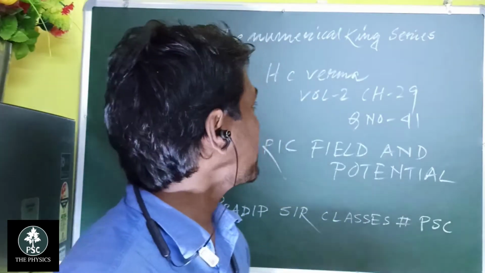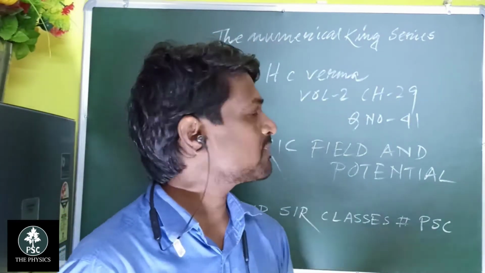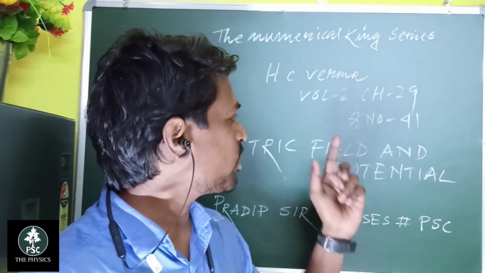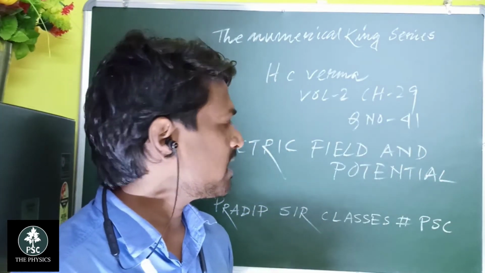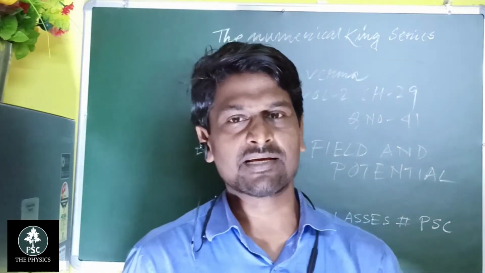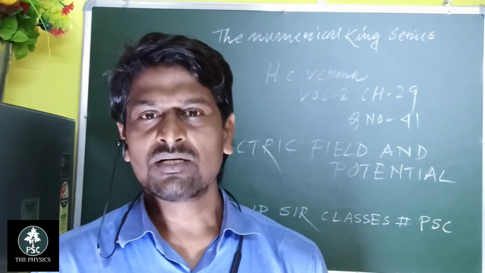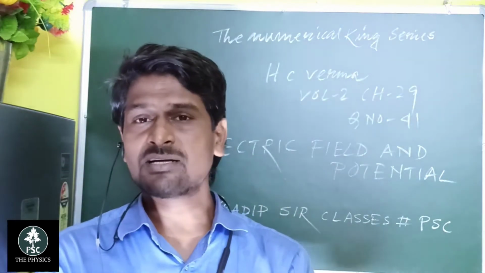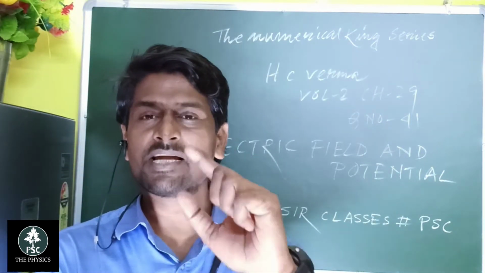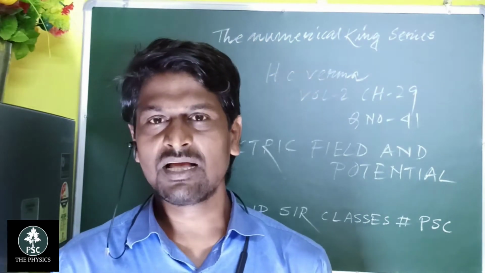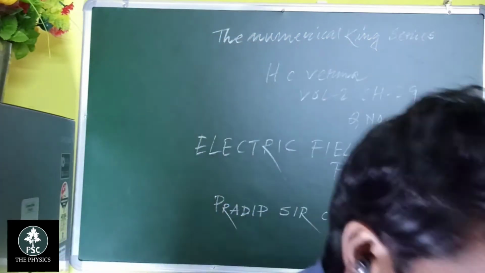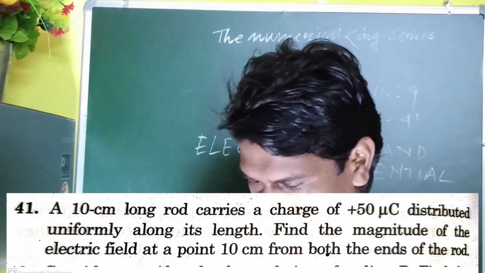And students, we are in the Numerical King series, AC Verma solutions, and this is chapter number 29, volume 2, question number 41, and it is based on electric field and potential. So students, first of all, we have to clear the concepts related with that particular numerical, and first of all, students, just write down the numerical. So question number 41.